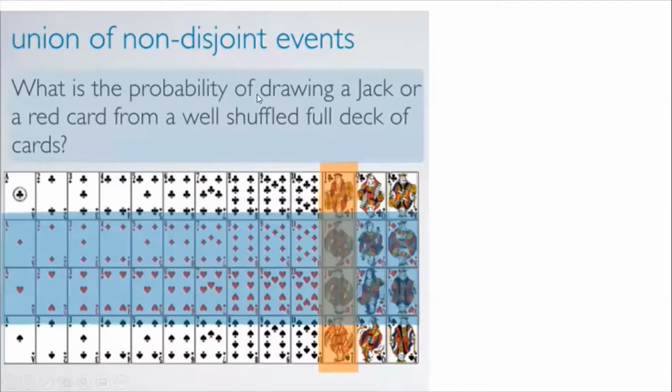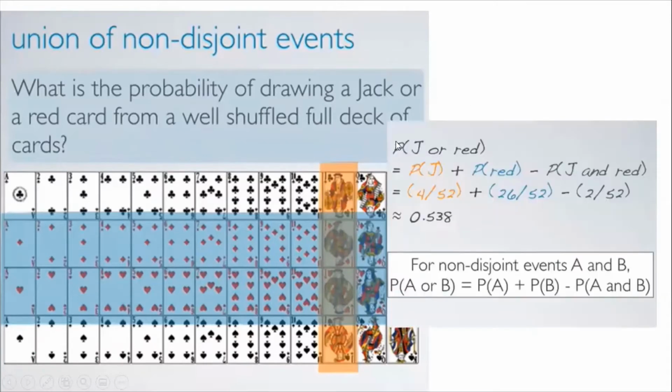Okay, so what is the probability of drawing a jack or a red card from a well-shuffled full deck of cards? So we want a jack and we want red cards. In a deck, we have 4 jacks. For red cards, we have these 2 rows. So we look at the probability of jack and the probability of red. The probability of jack is 4/52, that is what we have learned. And the probability of red is 26/52.